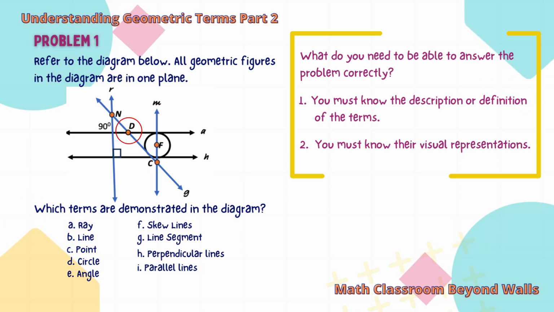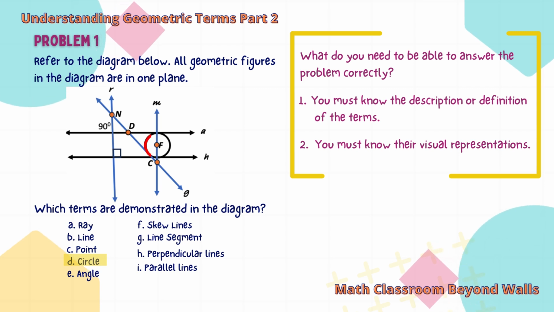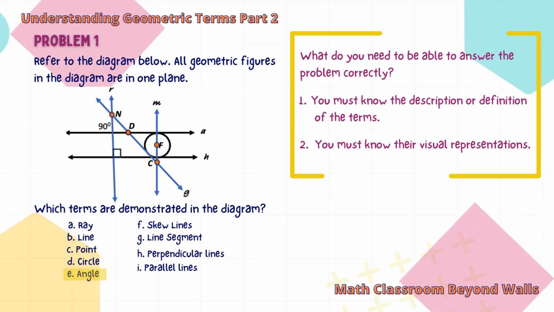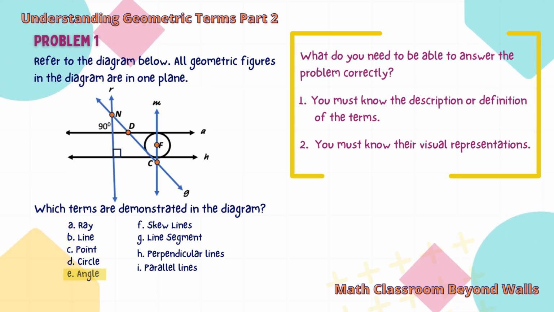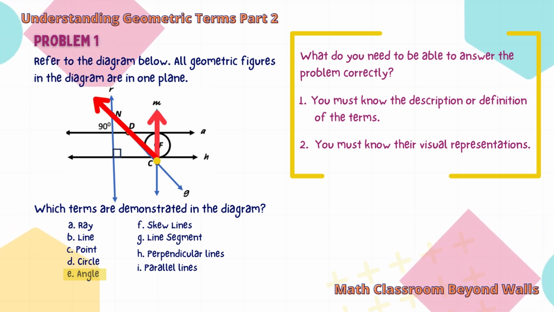Next option, D, circle. Do we have a circle here? Of course, we have a circle here. Next option, E, angle. Remember that an angle has two sides and a vertex. Do we have this here? Let's find out. Oh, here it is.